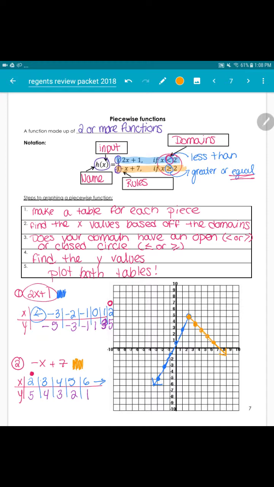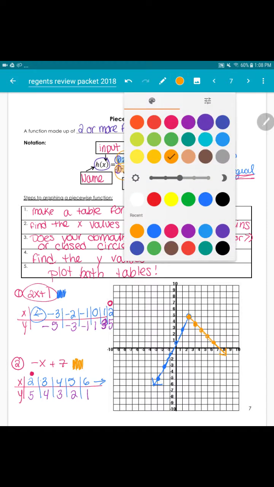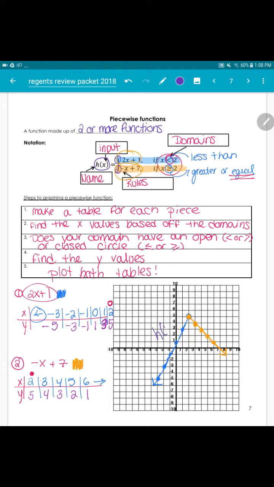Okay, so that's a piecewise function because it's made up of 2 pieces, this blue piece and this orange piece. But this whole function is called h of x.